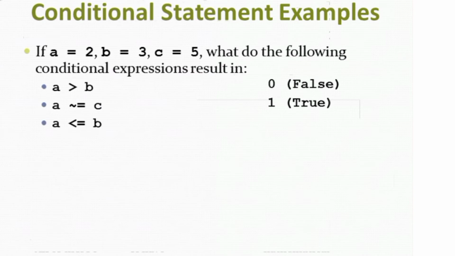Next we have a less than or equal to b. So a is 2 and b is 3. 2 is definitely less than or equal to 3, so again we have a true. All right, so now let's look at some that are a little bit more complicated.